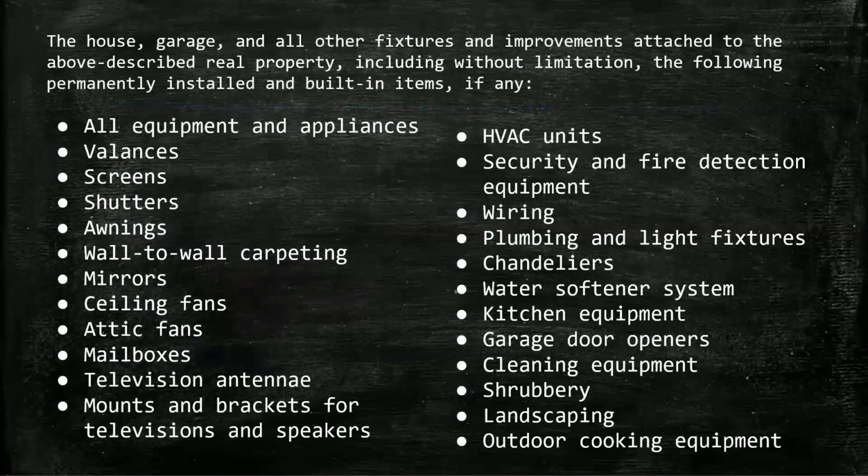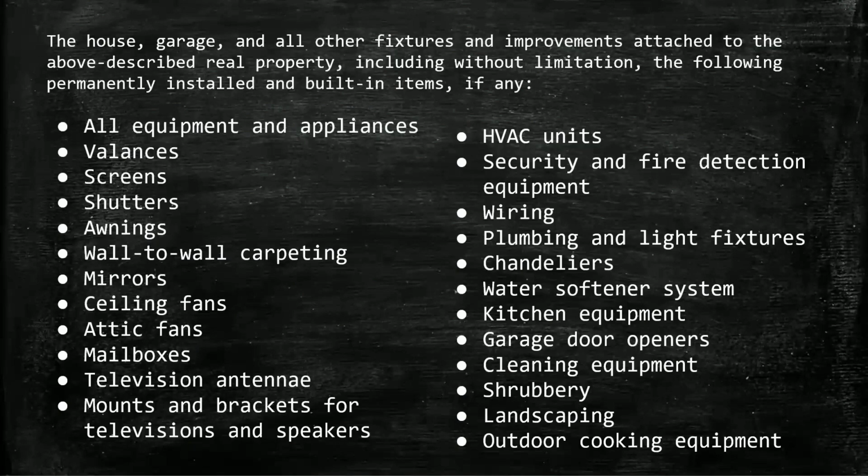The 1 to 4 contract lists for us a lot of common items that are considered improvements. They say the house, the garage, and all other fixtures and improvements attached to the above described real property, including without limitation, the following permanently installed and built-in items, if any. And here's the list of them.